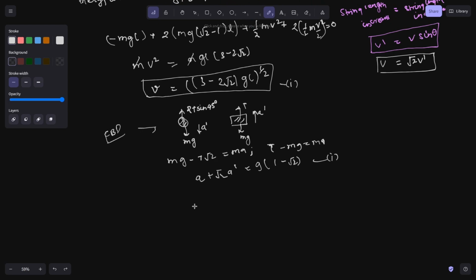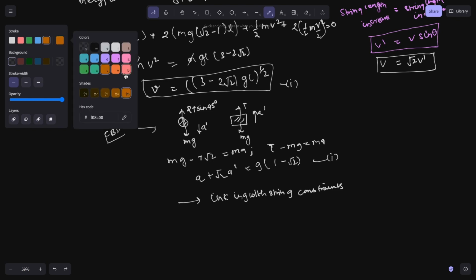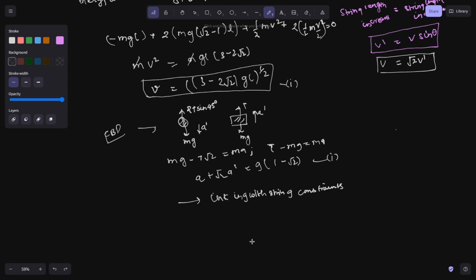Now to derive the second equation, we need to find the relation between the string constraint, or we have to link it with the string constraint. So, linking with the string constraint. We all know that the string constraint we have derived to be v' is equal to v sin theta. So while writing it, we can write it as v is equal to v' cosec theta. Now we have written v is equal to v' cosec theta.